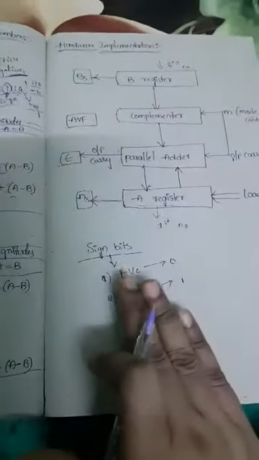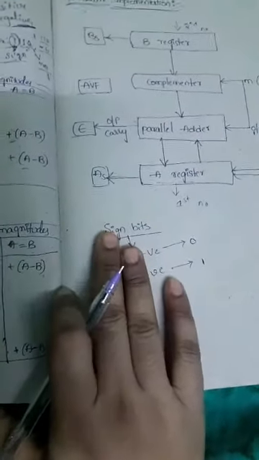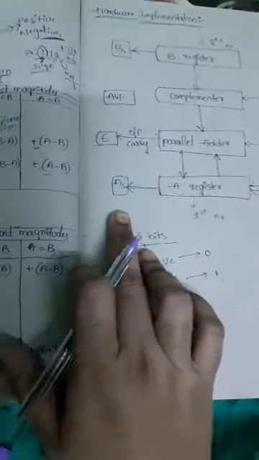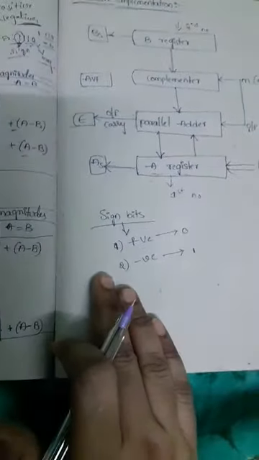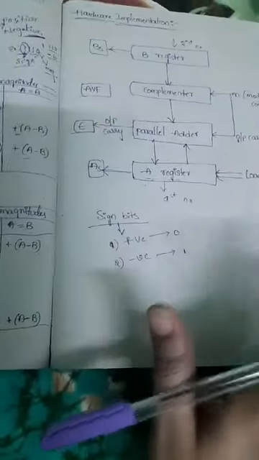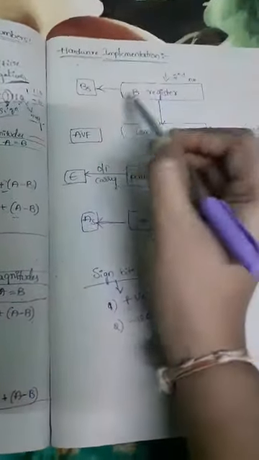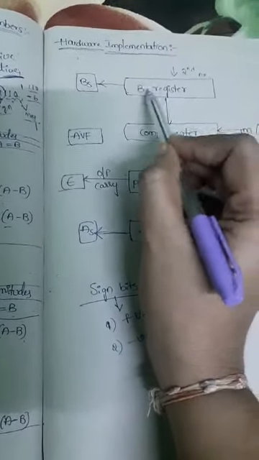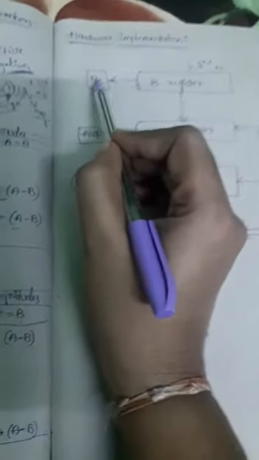Here these two sign bits we store in the AS and BS flip-flops, so only the sign bits are stored there. We know the sign magnitude representation: the first bit is the sign bit, which is either 0 or 1, that is positive or negative. The second number is stored in the B register, and the corresponding sign bit of the B register is stored in BS.